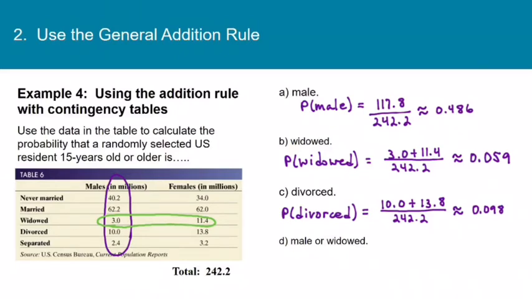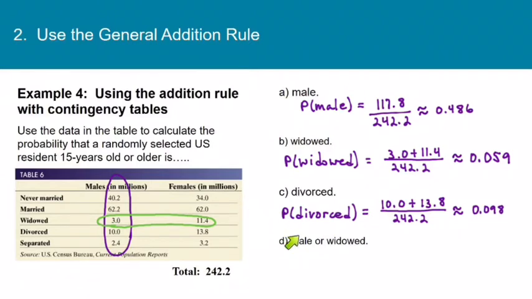However, I want us to practice using our general addition rule, so we'll go ahead and use the probabilities that we calculated in parts A and B. And I'm not going to use the rounded values because although it doesn't cause any issues in this particular problem, it can cause you to have a rounding error. So instead of using 0.486, which is rounded, I'll use this quotient, which is not rounded. And instead of using 0.059, which has been rounded, I'll use this quotient, which has not been rounded. So let's see. The probability that a randomly selected U.S.